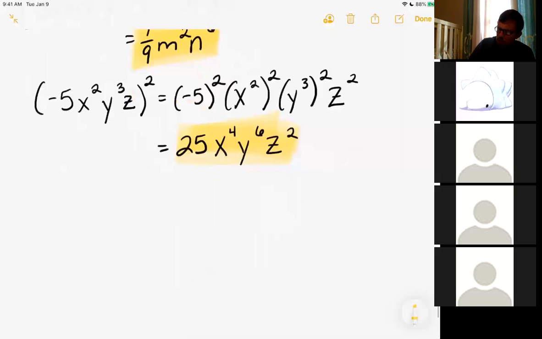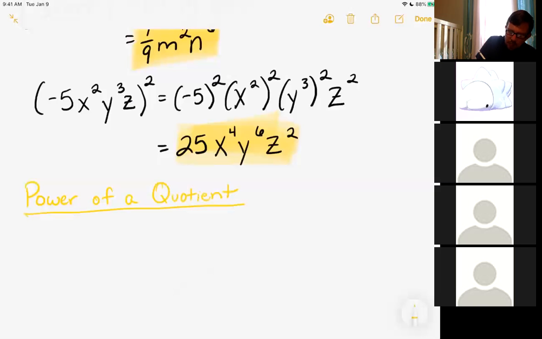Okay, closely related to this, very closely related to this rule is the power of a quotient rule. Quotient, of course, means division. So this is how these rules apply to division. For example, if I had y over 7 raised to the 4th power, it's pretty easy to guess where this is going. It does the same thing that the power of a product rule did. Everything in parentheses gets the exponent. So this will be y to the 4th over 7 to the 4th.